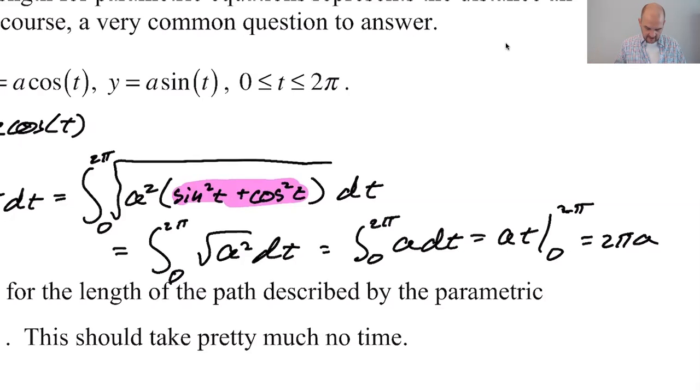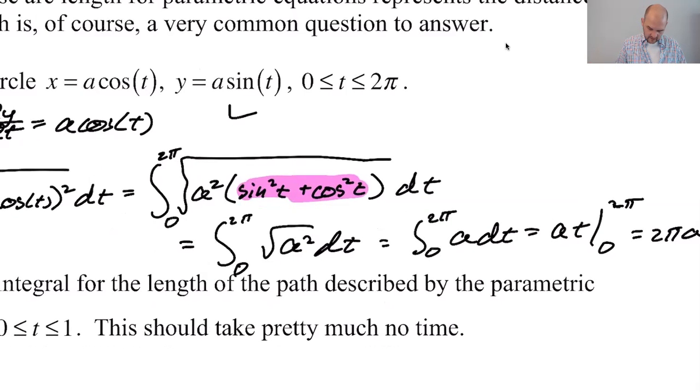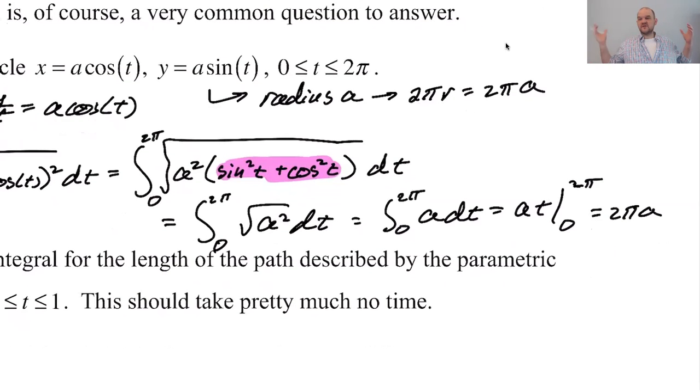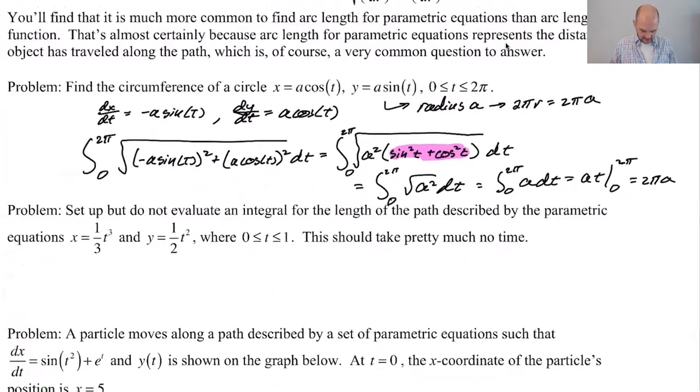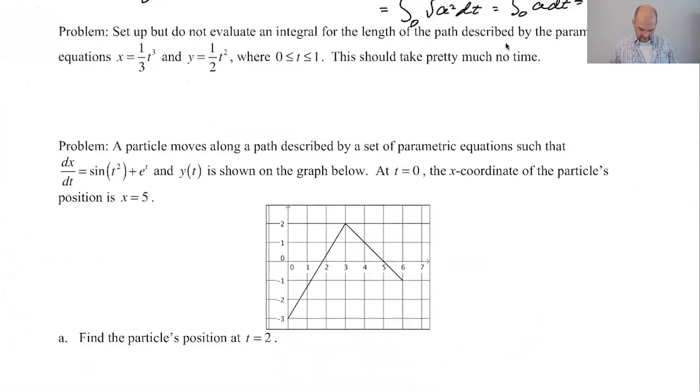It does. If this is a circle with radius a, therefore the arc length all the way around the circle is 2 pi r, which is 2 pi a. So we got it. The arc length formula gave us the circumference of a circle. That's a really cool idea. I like that. So let's see what we got left.